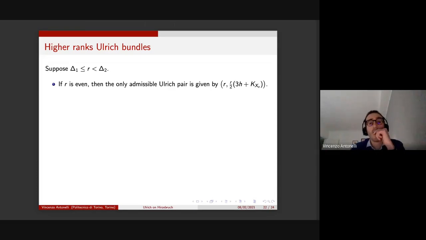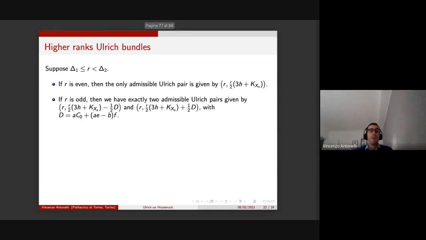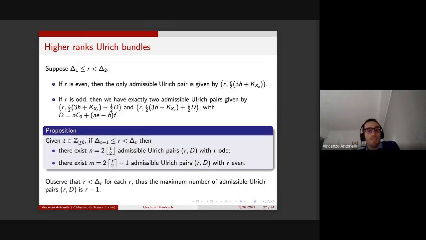So this is for when R is even. When R is odd, in this case, you have exactly 2 admissible Ulrich pairs given by the special one minus a correction term, and plus a correction term, and this correction term is given by this divisor. And actually, you can start to see a pattern, and the general idea is this one. If R is between delta t minus 1 and delta t, then you have at each step an increased number of admissible Ulrich pairs.